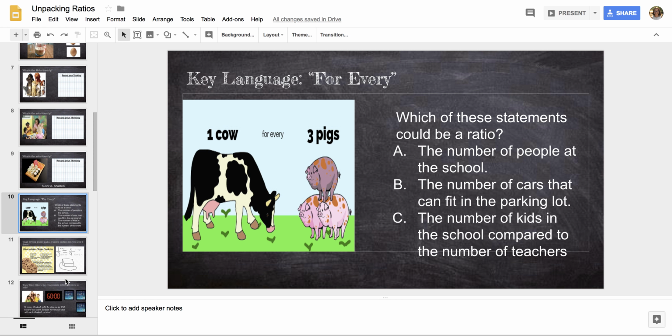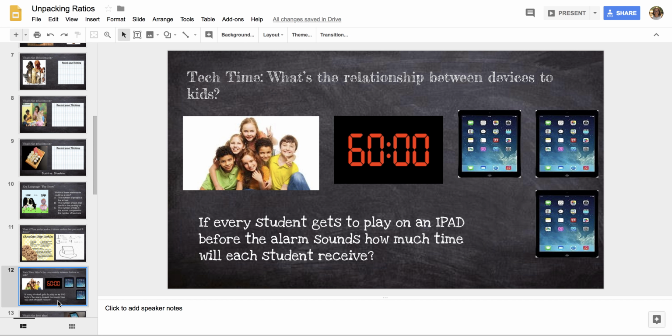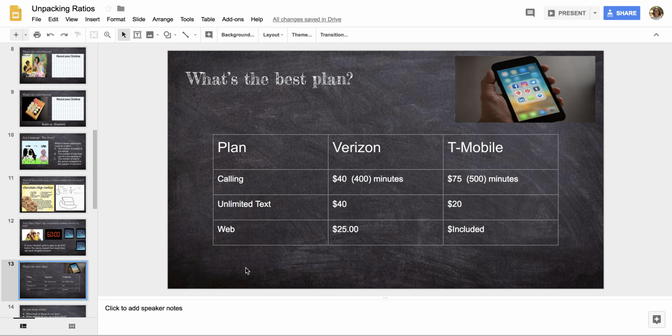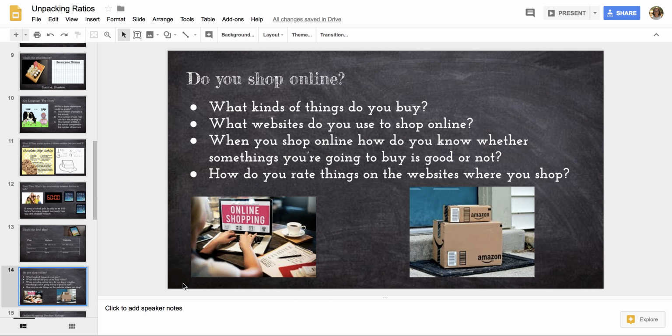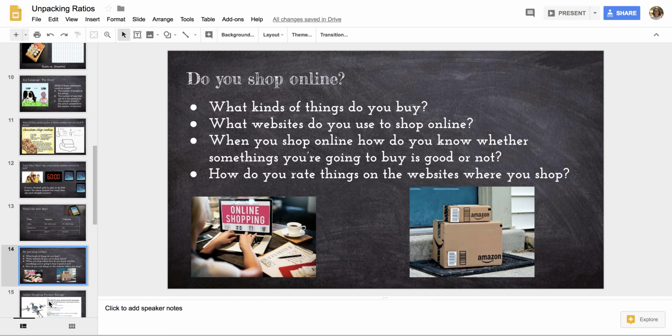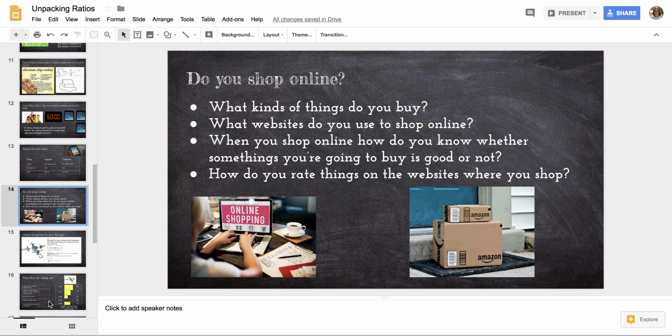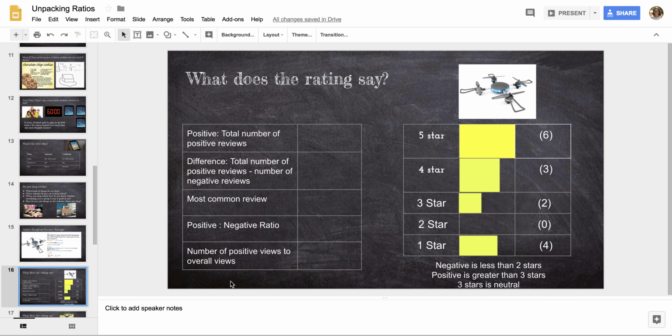We do talk about language, and the kids will have some scenarios about which language represents the ratios. And then we get into some tasks that have a low floor, high ceiling, looking at device time and kids to devices, and then looking at plans of cell phones. Then they move into the activity where they do some online shopping, and we talk about ratios and how we can use ratings to determine if a product is a good price or a good product for us to buy.